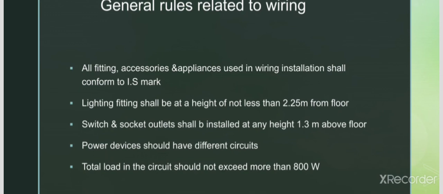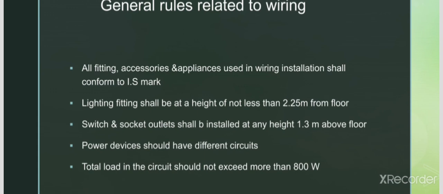The rules are like: all fittings, accessories and appliances used in wiring installation shall conform to the Indian Standards, the IS mark. All the fittings, accessories and appliances which we are installing should carry the IS mark. And the height of the main switch and distribution board should be 2 to 3 meters. And all the lighting which we are fitting should be at a height of not less than 2.25 meters from the floor level.